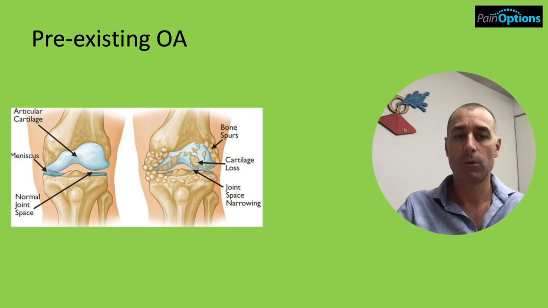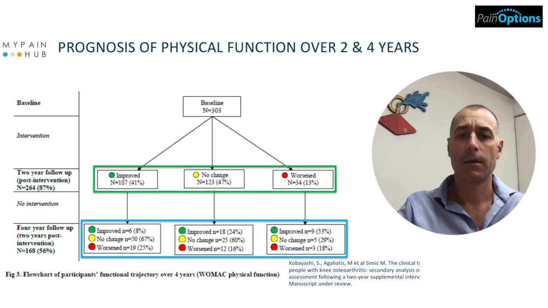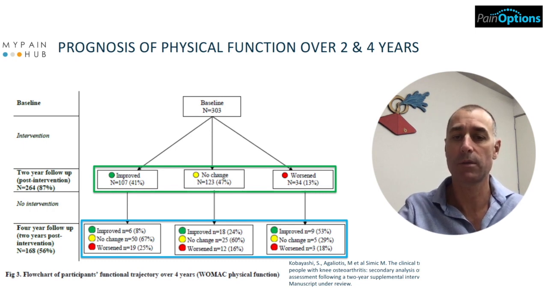So we'll just talk a little bit more around osteoarthritis. And this information is around your prognosis of physical function. This was a study that looked at following an intervention, so medication intervention for assisting osteoarthritis. But importantly, if you look at this study, there were 303 people initially, and following the intervention, 41% improved, 47% no change, 13% got worse with that intervention.